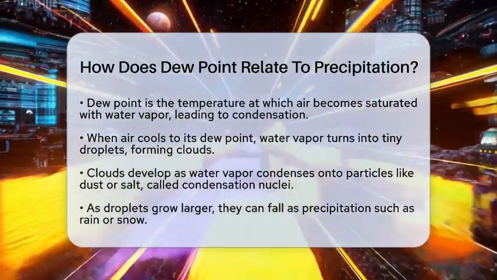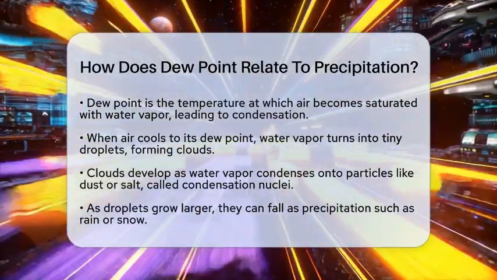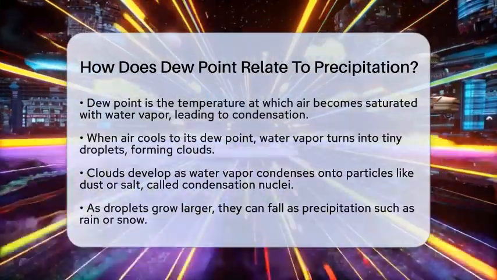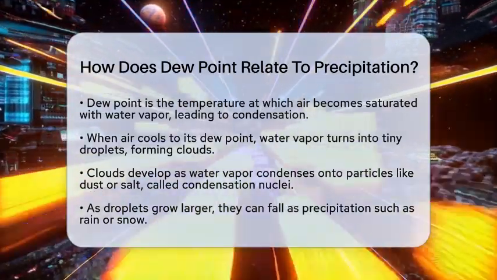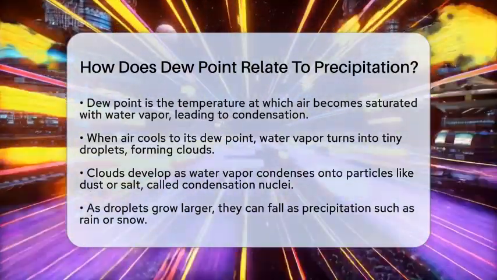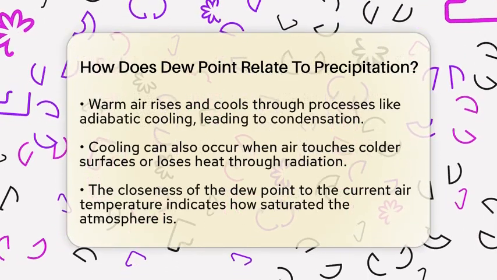When the air cools down to this temperature, it cannot hold any more moisture in vapor form. This causes water vapor to turn into tiny water droplets, which is how clouds start to form. As these droplets gather and grow larger, they can fall as rain, snow, or other types of precipitation.